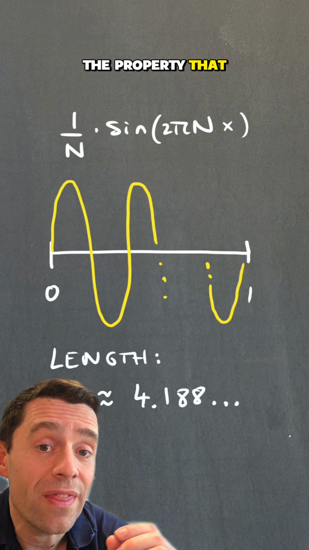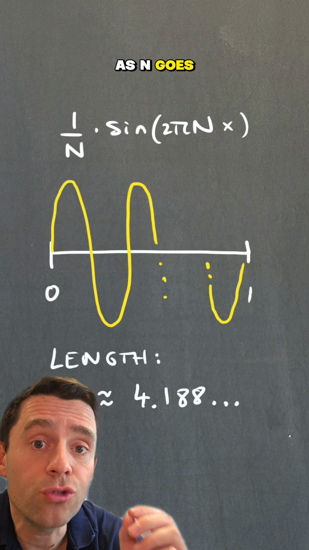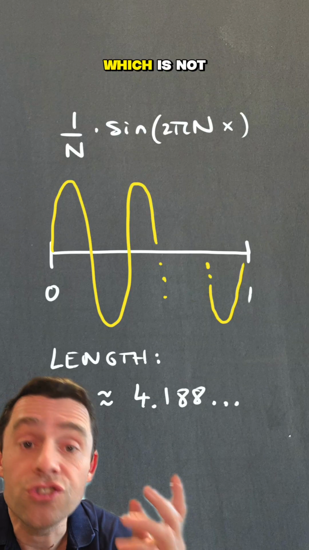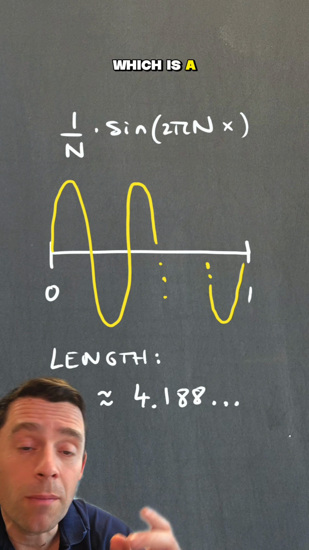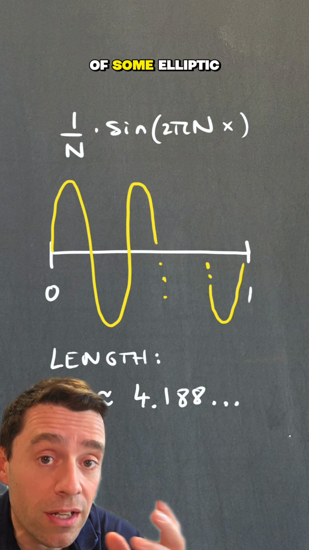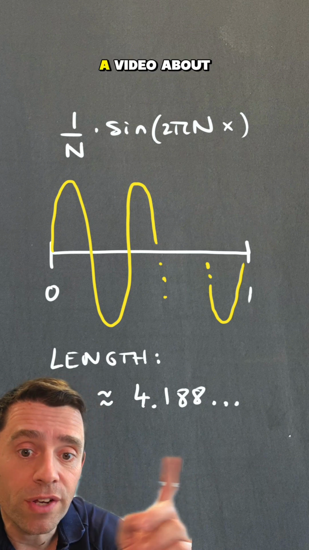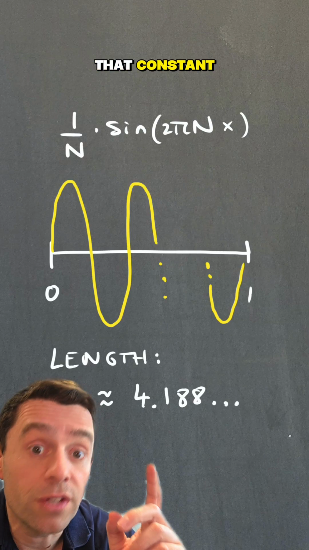And it has the property that the limit of the lengths as n goes to infinity goes to a constant, which is not equal to 1. The constant is 4.18, etc., which is a number that depends on pi and the value of some elliptic integral. And I will make a video about how to compute that constant in the future.